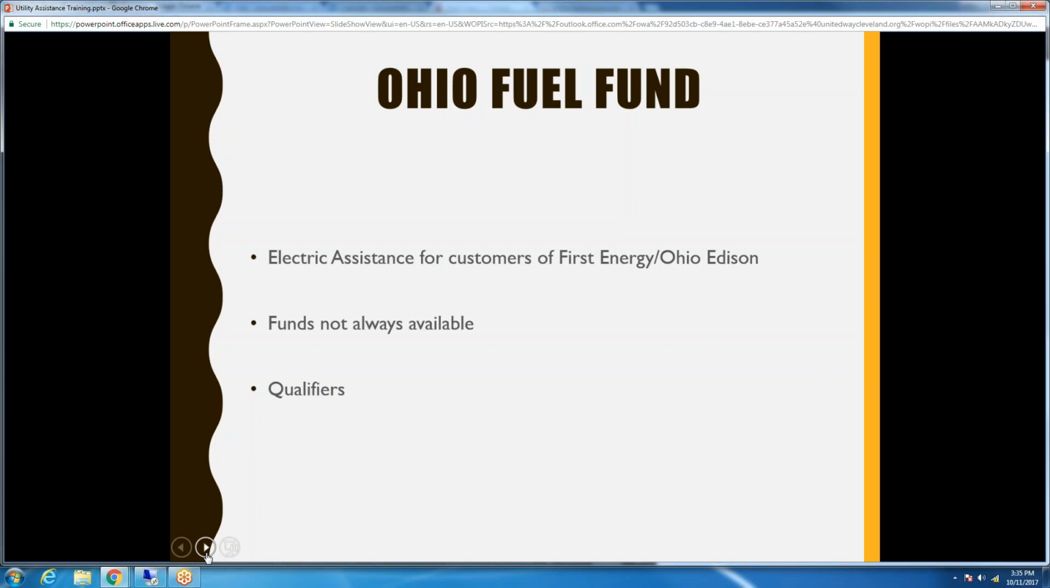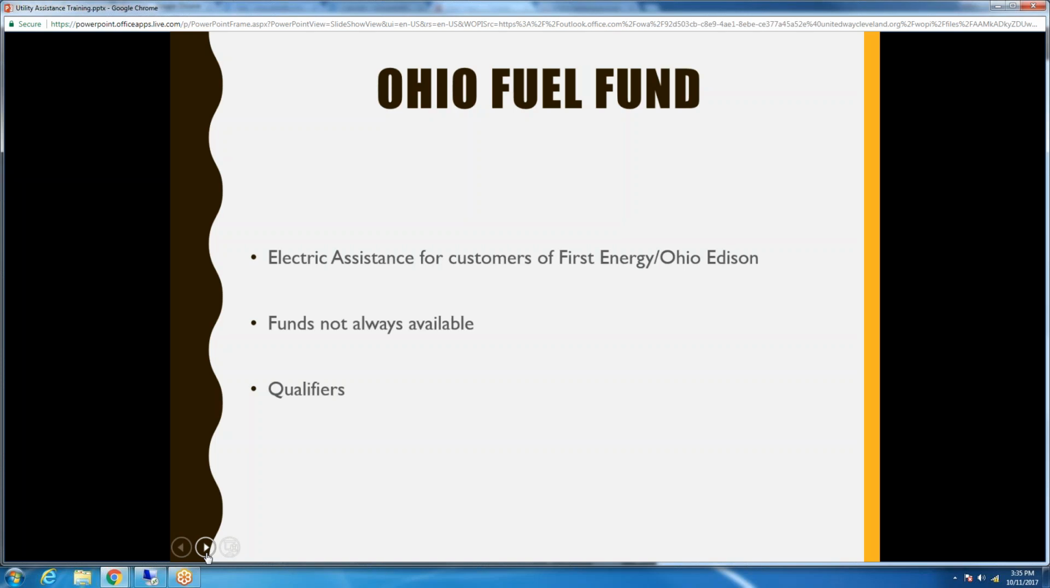And the program can provide up to $300. It's important to note that if the reconnection fee is more than $300, the client does have to provide the balance of payment first. To qualify, you have to have a disconnection notice, be disconnected, or have a past due balance of $100 or more. And this is one of those programs that expect a good faith payment. Some sort of payment must have been made within the past 90 days to qualify.